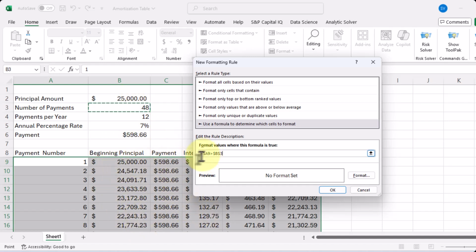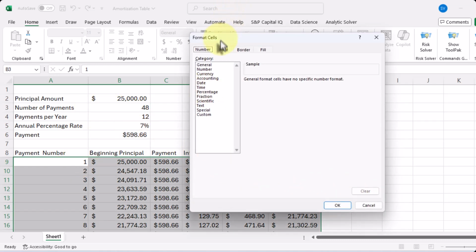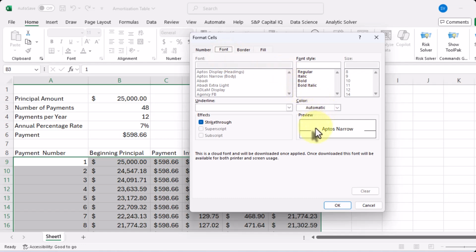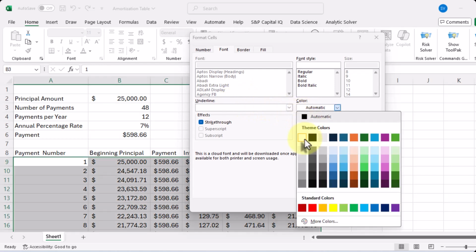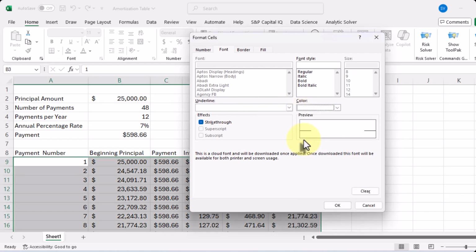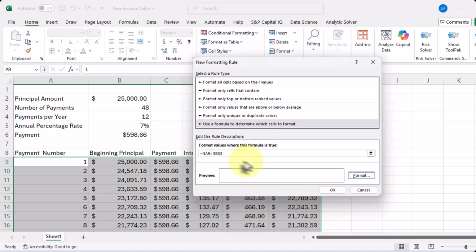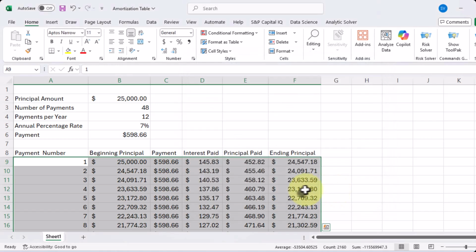Okay. So where the value in column A is greater than the number of payments, here's what we want to do. We want to format this. I'm going to go to Font. And then I want to change the color of the font. So I'm going to go to color here. I'm going to say, make the color of that font white. Okay. And I'm going to press OK here. I'm going to press OK again.